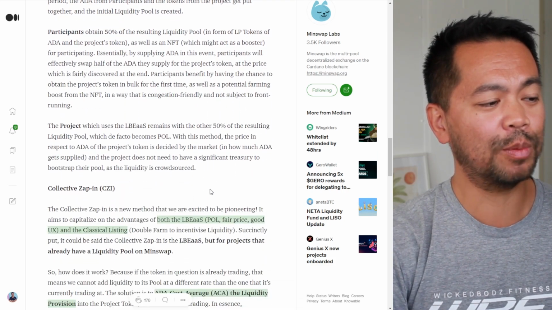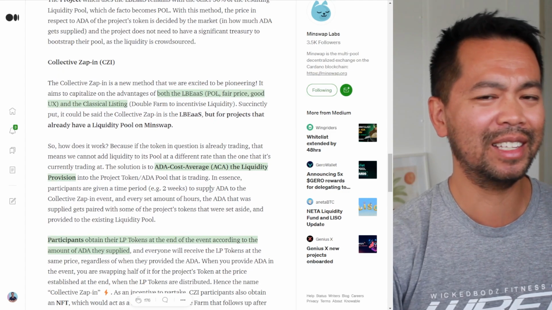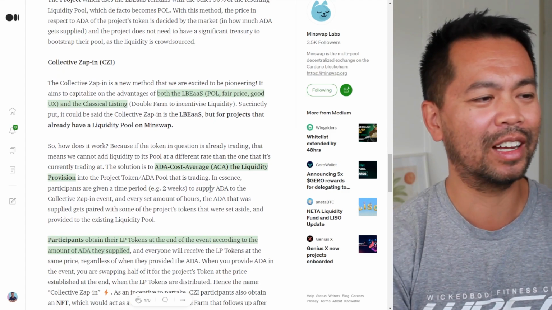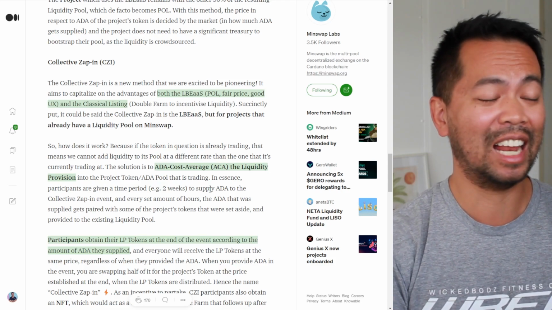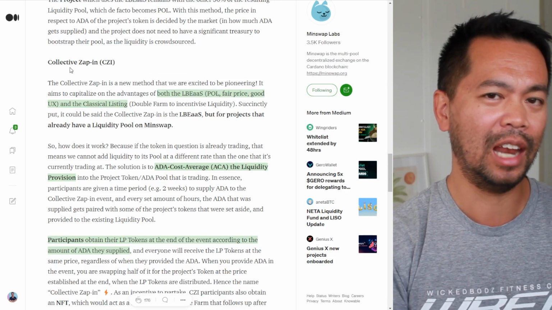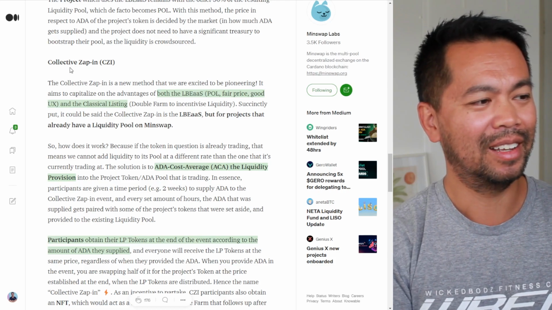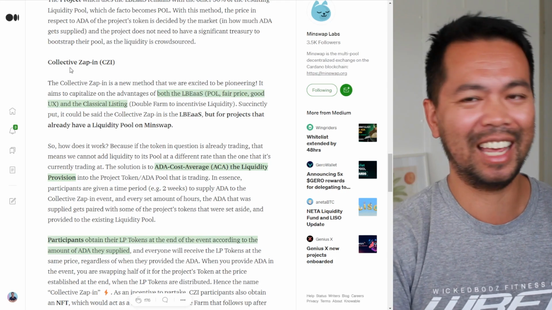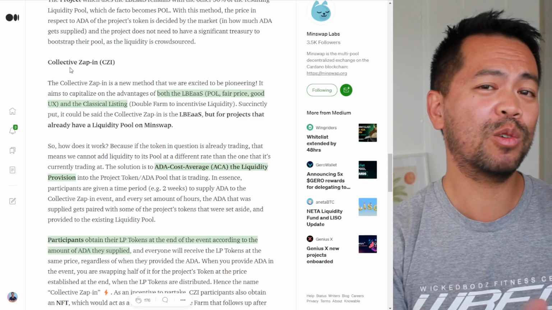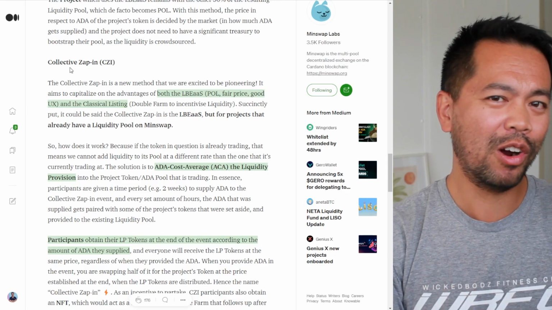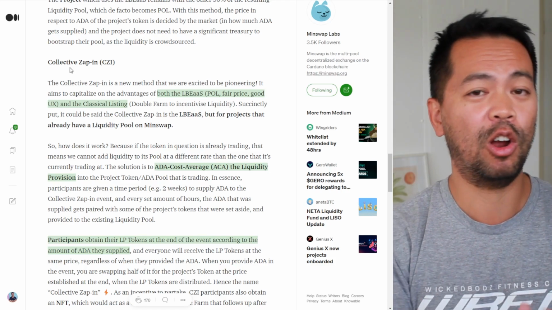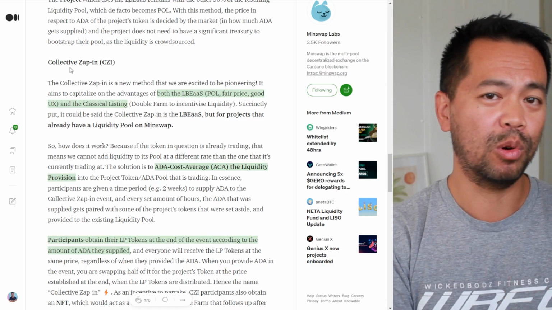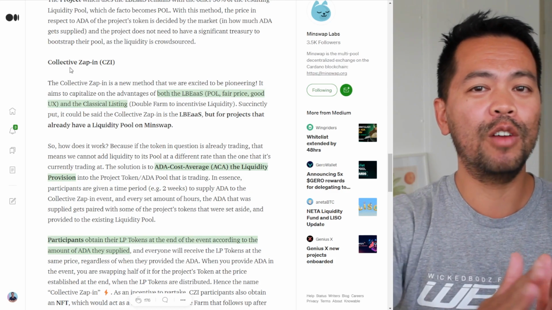Now, the very last option here is a really interesting one, and this is a combination of a couple of different things. So it's part of the liquidity bootstrapping event and also a classic listing, and they call it the collective zap. The collective zap in, because CZI, okay. Now, this one's quite interesting in that it works the same way as how the Minswap Zap-in works now, where you can buy in on a particular liquidity pool token, but it does it over a period of time.